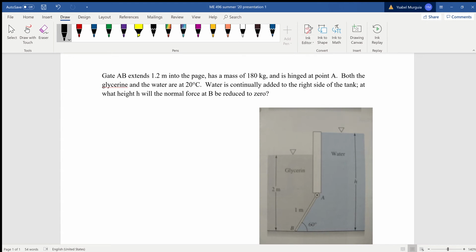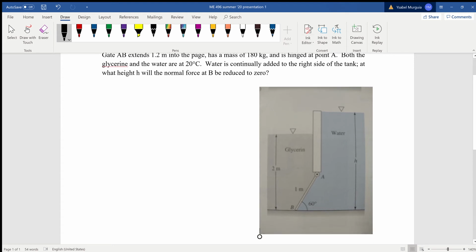Okay, so we have this problem. Gate AB extends 1.2 meters into the page, has a mass of 180 kilograms, and is hinged at point A. Both the glycerin and the water are at 20 degrees Celsius. Water is continually added to the right side of the tank. At what height H will the normal force at B be reduced to 0?